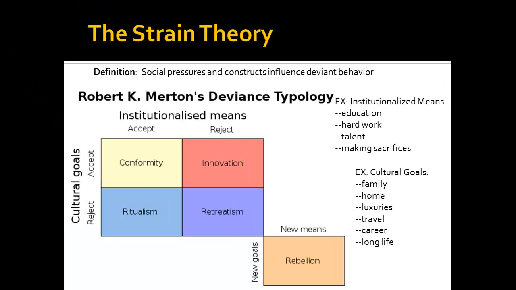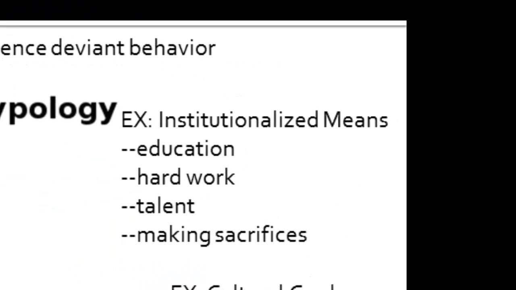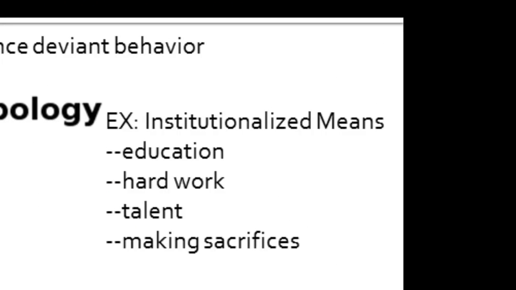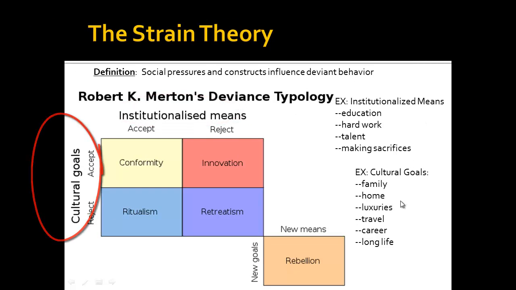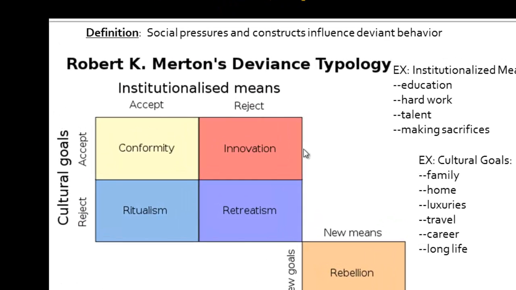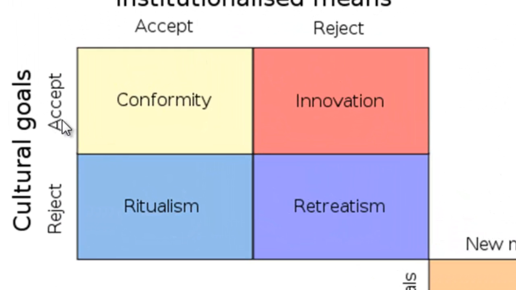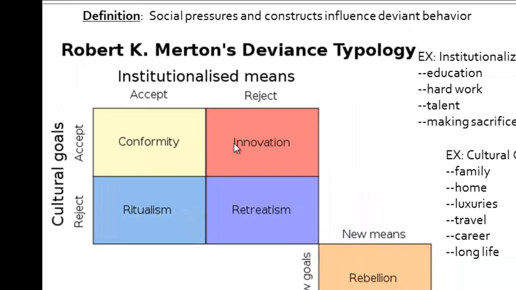Our society has also defined the means to get there. We say that to achieve those goals, you have to get a good education, you have to work very hard, you have to have at least some talent, and there has to be some kind of sacrifice you make in order to get yourself there. Okay? So when you see on this typology chart that we have means and goals, this is what we're talking about. And under each of these, we see another term that's going to describe people who fit into each of these sections. And we're going to get in more detail with those right now.